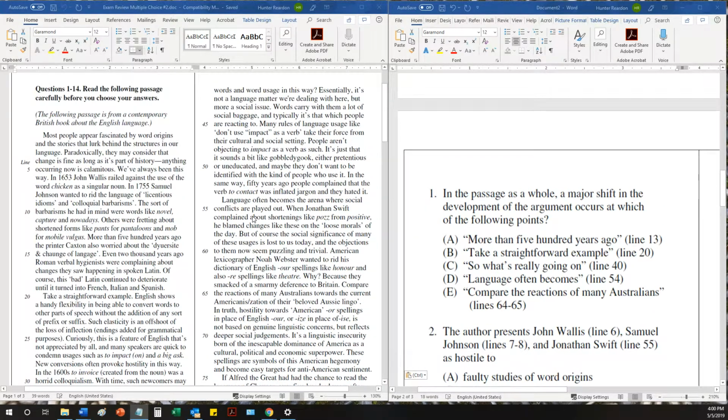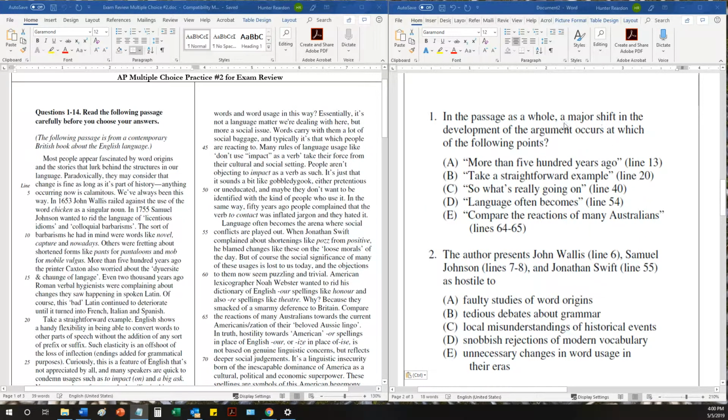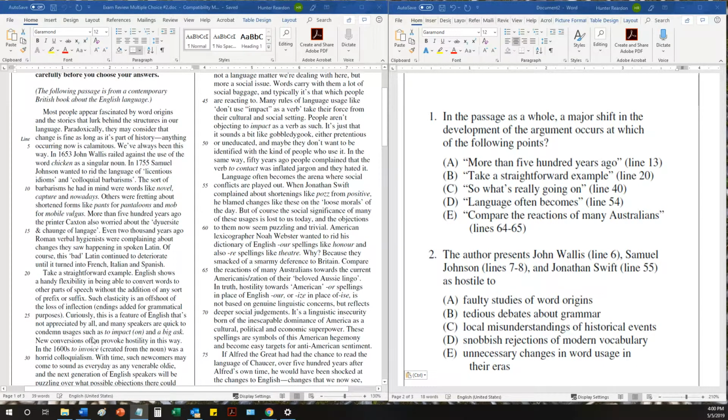First question. In the passage as a whole, a major shift in the development of the argument occurs at which of the following points? All right, well, the answer to this one is C, so what's really going on in line 40? The first half of the passage through line 39 primarily argues that people have been upset about changes happening in English contemporary to their own lives for a long time. But starting with line 40, the author pivots to explaining why people typically react this way, providing mostly social examples.